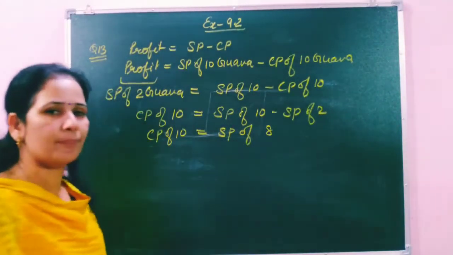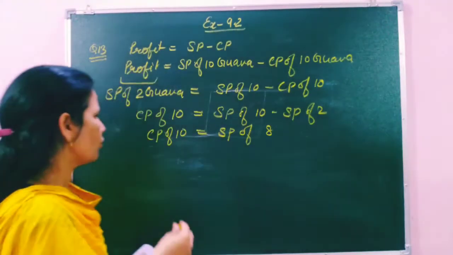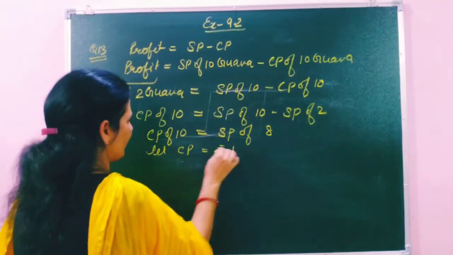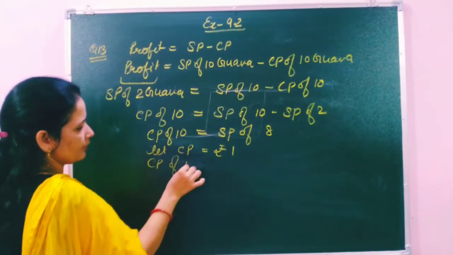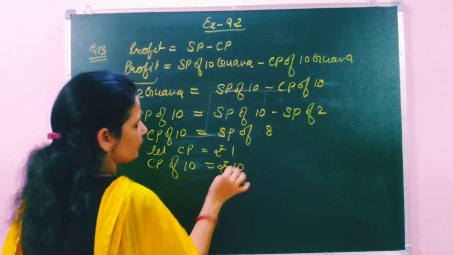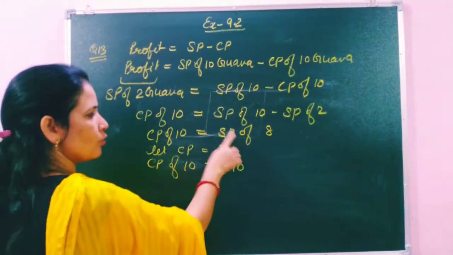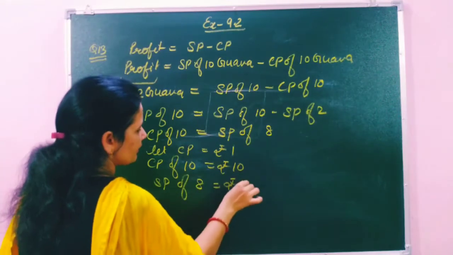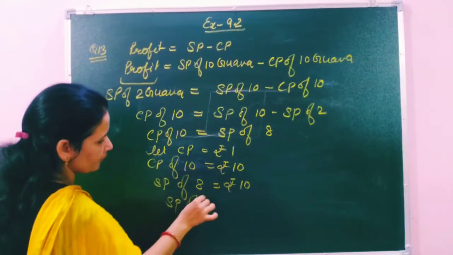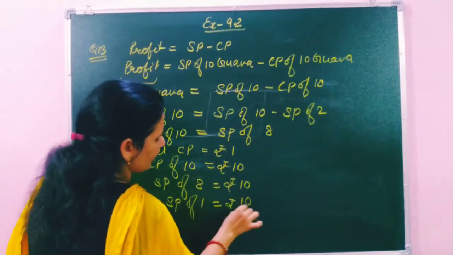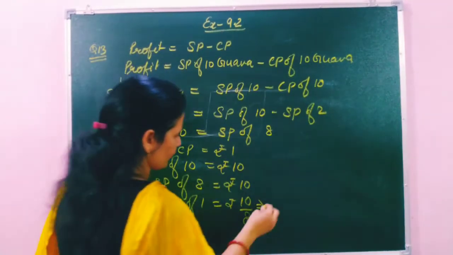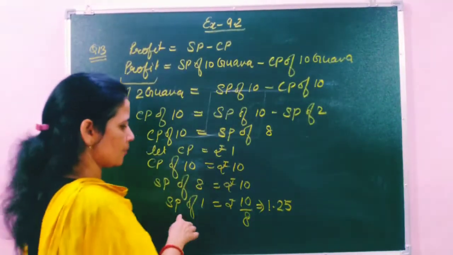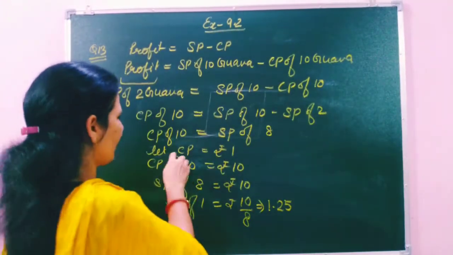Now it becomes a similar question to the one we did previously. So here we will assume let CP equals rupees 1. Then CP of 10 equals rupees 10. Now CP of 10 is equal to the SP of 8. So we can write SP of 8 equals rupees 10, and SP of 1 is rupees 10 by 8. If we solve this one, 8 ones are 8, 8 twos are 16, 8 fives are 40. So the SP of 1 is 1.25 and CP of 1 is 1.